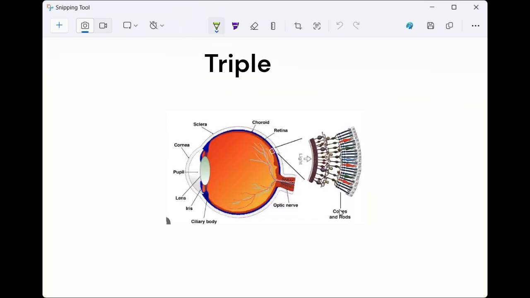And lastly, we have cones and rods, which are in your retina. Cones will detect different colors, and rods will detect light. And that's the final part of the eye.